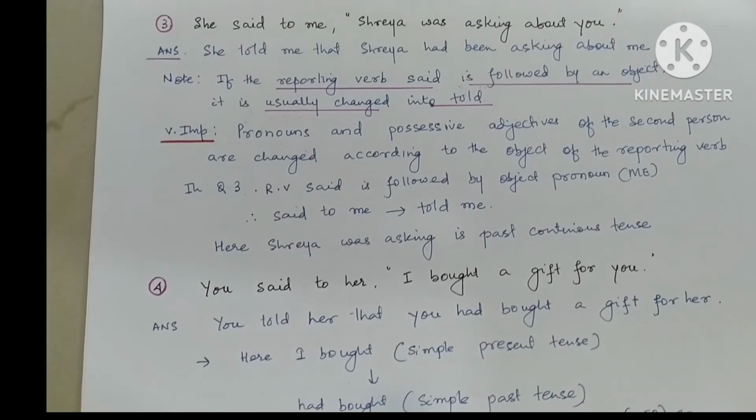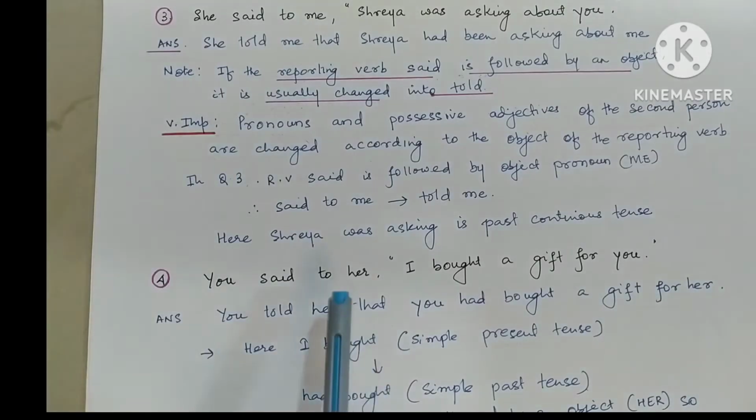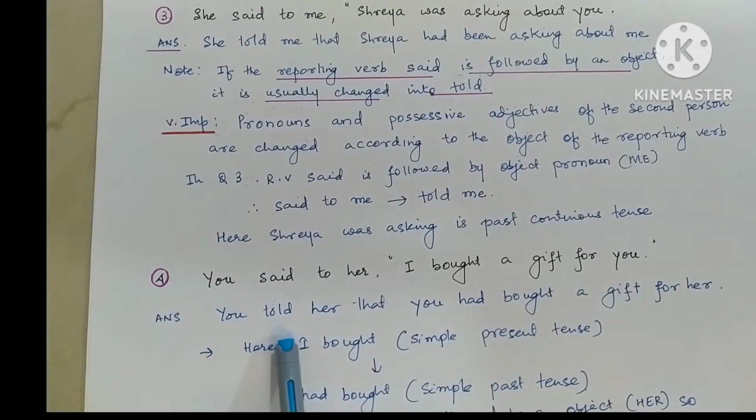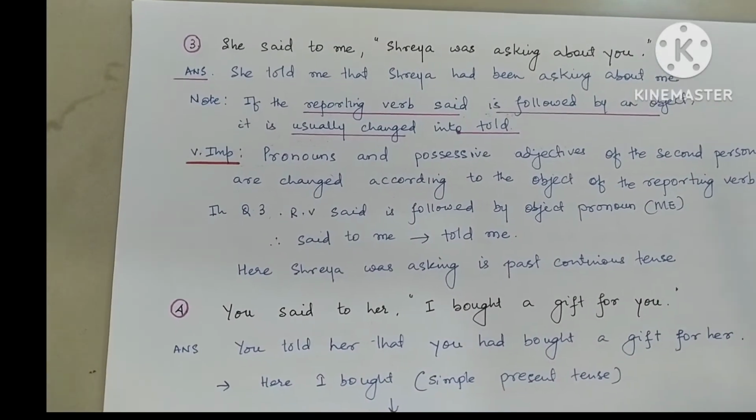Number 4, you said to her, "I bought a gift for you." Now you told her that you had bought a gift for her. Here I bought is in simple past tense, which becomes had bought, past perfect tense, because here the reporting verb said is followed by an object, her. So said becomes told. So you told her that you had bought a gift for her.